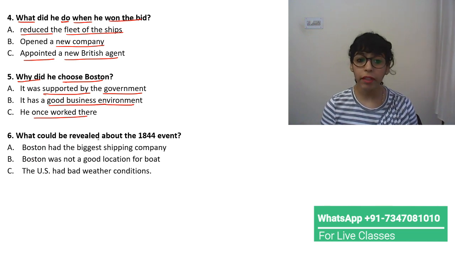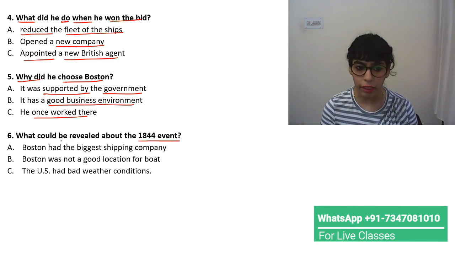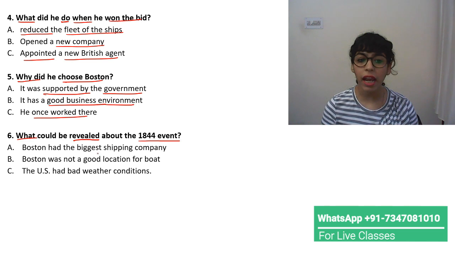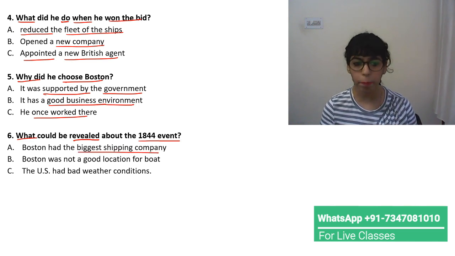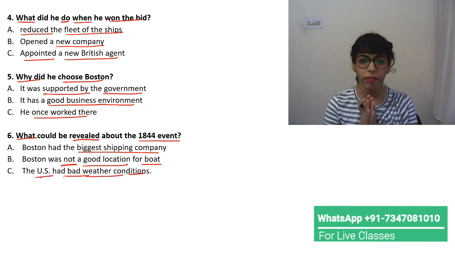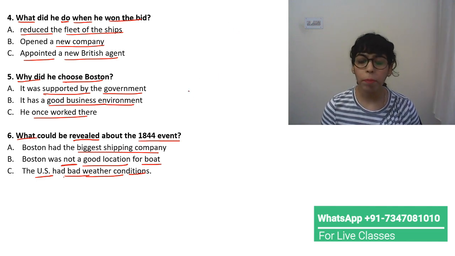What could be revealed about the 1844 event? The most important keyword here is 1844 event. So what was revealed about the 1844 event? Boston had the biggest shipping company. Biggest shipping company. Boston was not a good location for boats. Not a good location for boats. The US had bad weather conditions. So, bad weather conditions. Now, what happens whenever we have multiple choice questions? One of the options is the opposite.